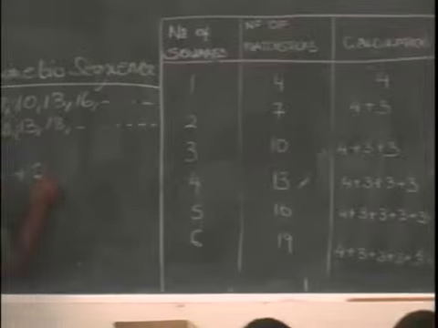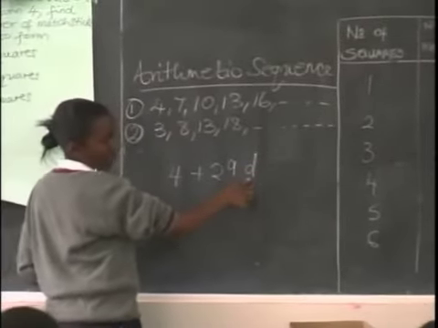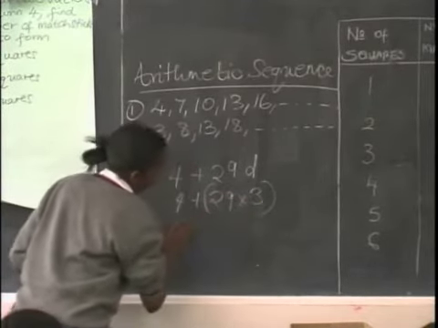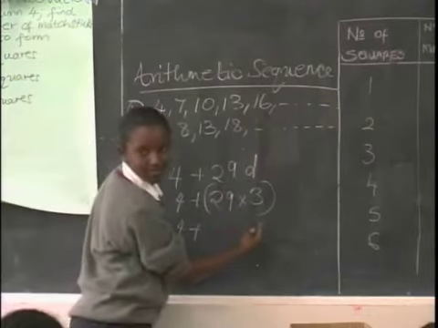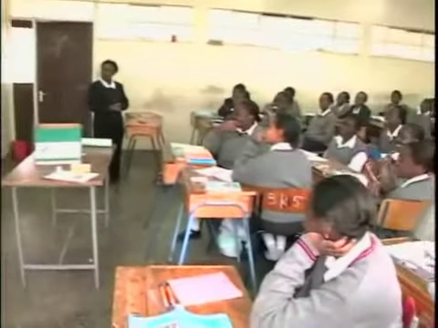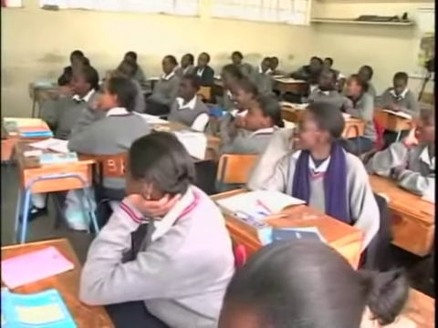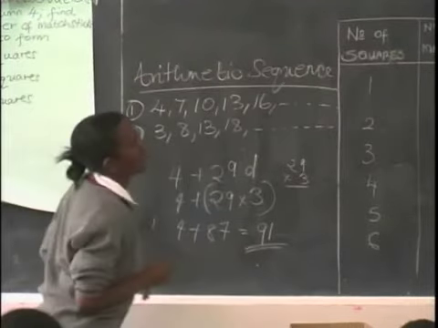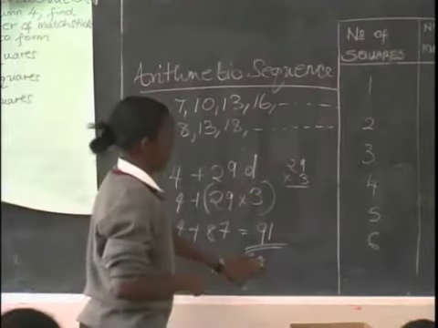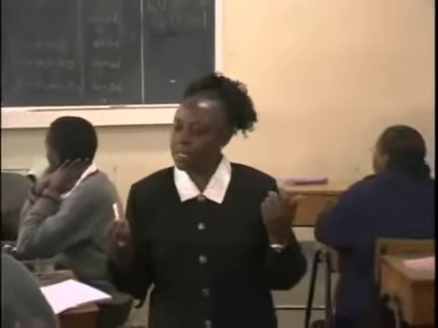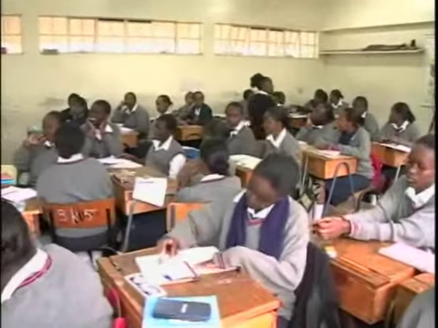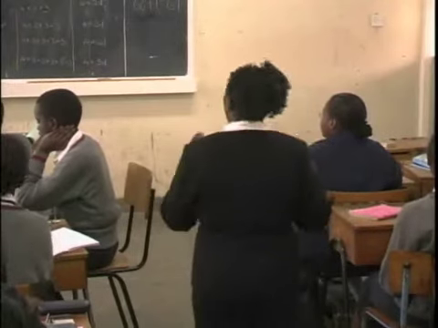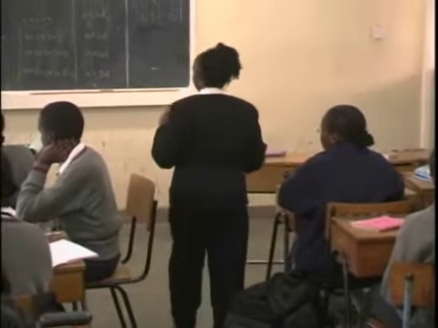4 plus 29D. The D represents 3. So it will be 4 plus 29 times 3. So 4 plus 87. So the number of matchsticks will be... And the other groups? Other groups? 91.